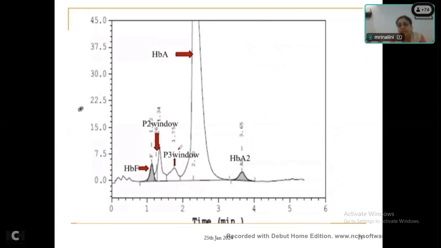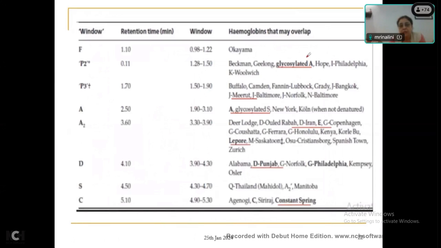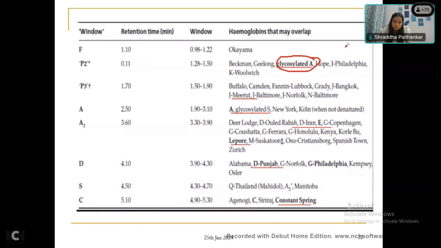So why is it important? Because in the P2 window, apart from so many hemoglobins, we have glycosylated hemoglobin. So if you are looking at the HPLC of a diabetic and you don't know about it, and you are getting a P2 peak which is high, more than 6%, you first need to rule out diabetes before considering other hemoglobins.